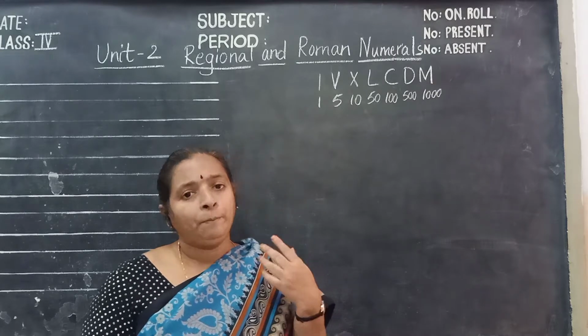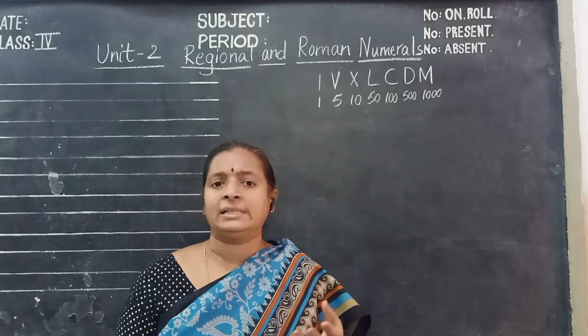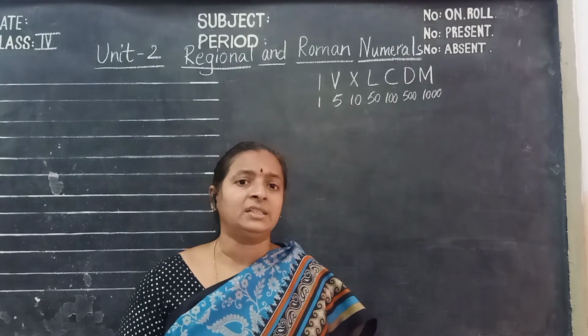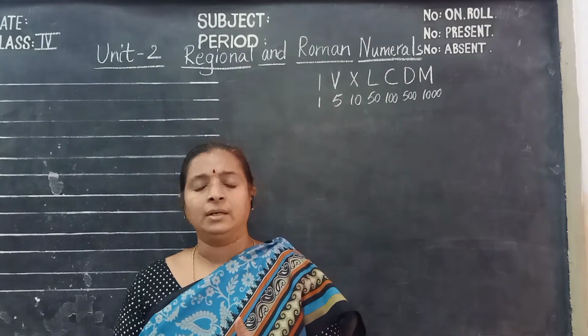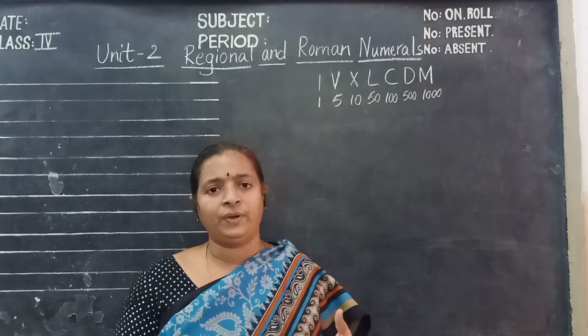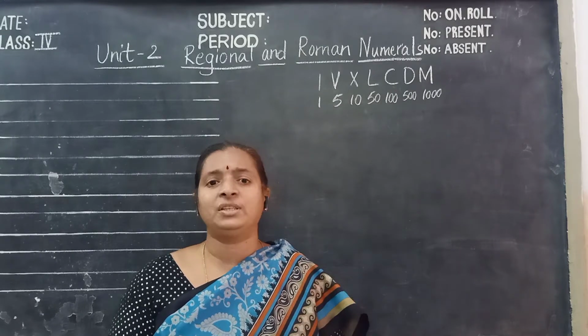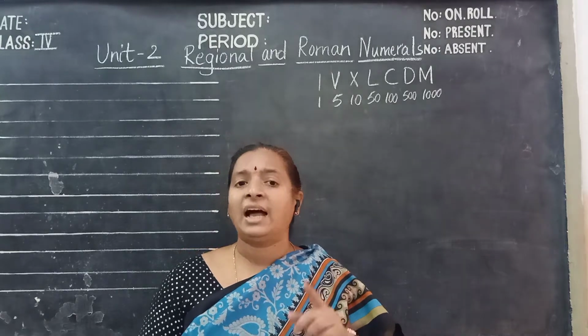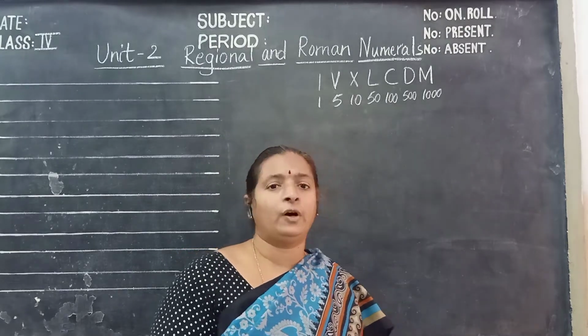See children, in previous classes you have learned ascending order. What is ascending order? Arranging numbers from small to big. They give them in an improper way, but we should arrange them from small to big. It is called ascending order. Once I write the definition on the board, you follow it, children.